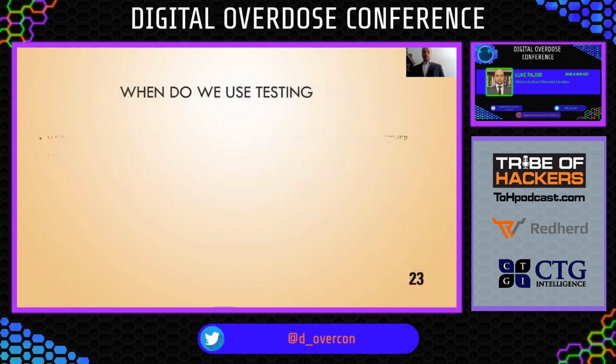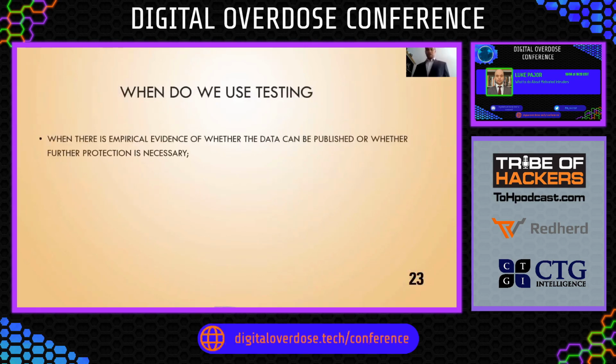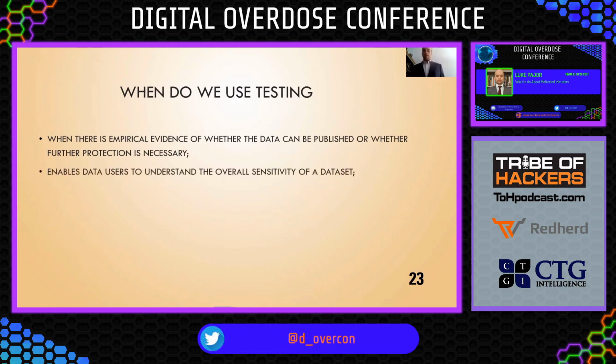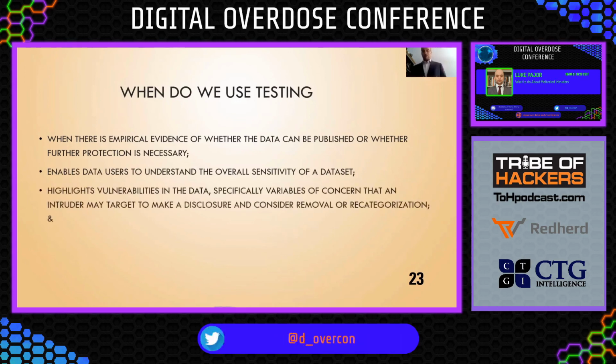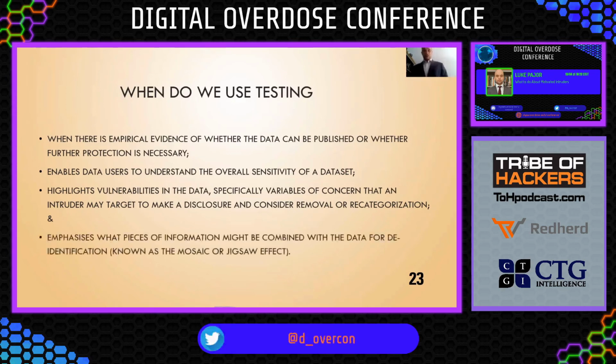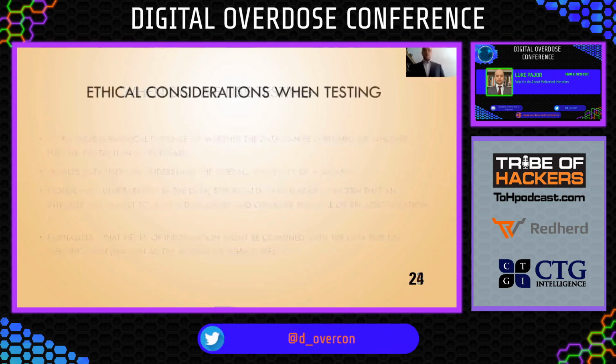So when do we use testing? Well, when there is empirical evidence of whether the data can be published or whether further protection is necessary. It enables data users to understand the overall sensitivity of a database. Also, this highlights vulnerabilities in data, specifically variables of concern that an intruder could target to make a disclosure, so we can consider removal or recategorization. And finally, this also emphasizes what pieces of information might be combined with the data for re-identification. This is also known as the mosaic or jigsaw effect.